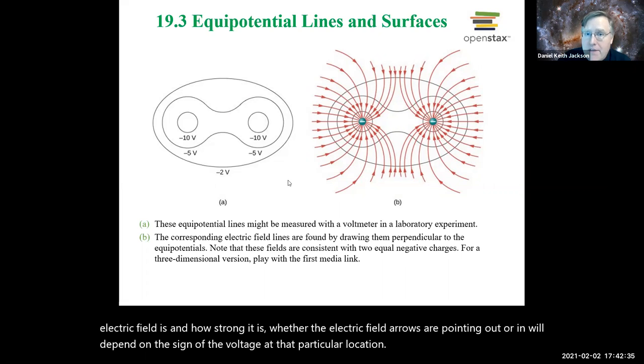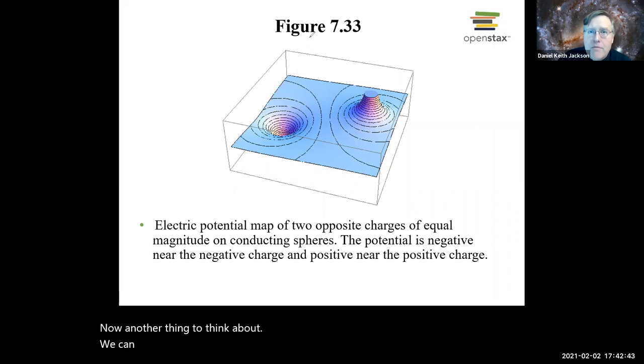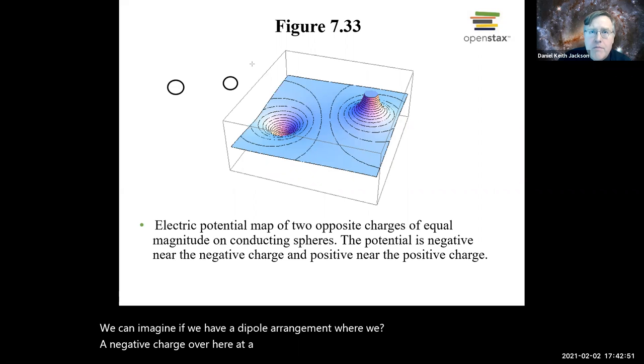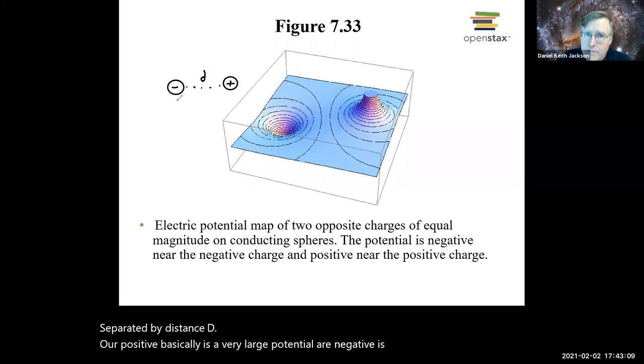Now, another thing to think about. We can imagine we have a dipole arrangement, where we have a negative charge over here and a positive charge over here. So this one's negative, this one's positive, separated by a distance d. Our positive basically is a very large potential. Our negative is very negative. It's large in magnitude, but negative.